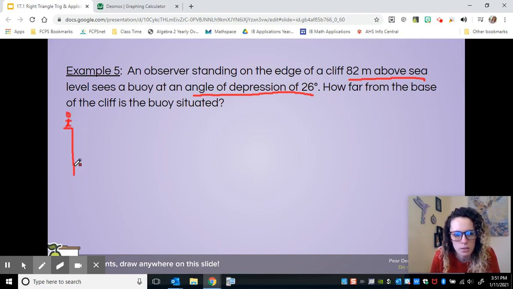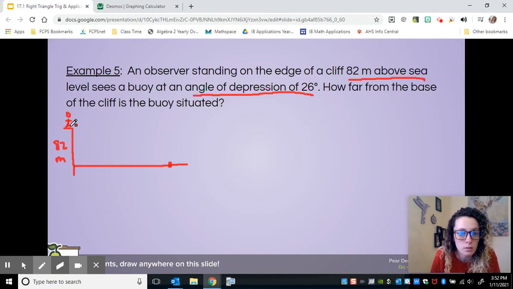That cliff looks out to sea. And we know that cliff is 82 meters above sea level. We also know that this observer sees a buoy somewhere out at sea, so here, and they're looking at it. So now they don't tell us how tall that person is.